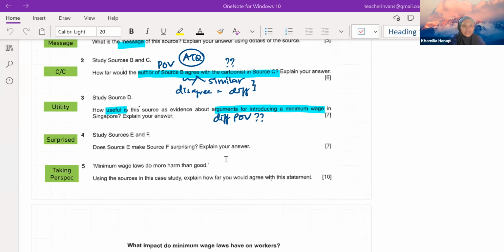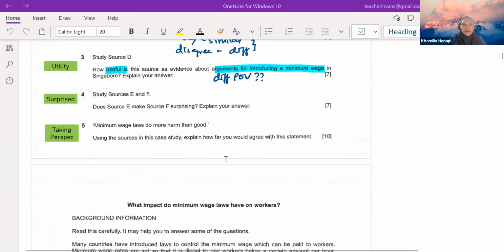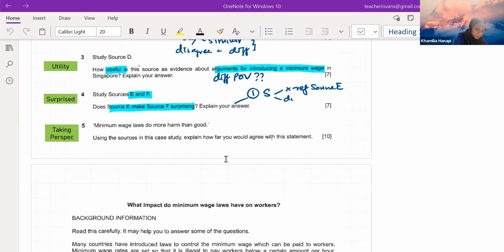Now let's take a look at question 4. It is surprise, which is very easy. There must be an element of surprise when you compare source E and F. So remember the first paragraph: I am surprised because when I cross-reference, source E says something different from source F.